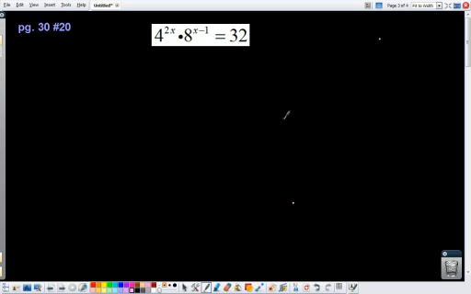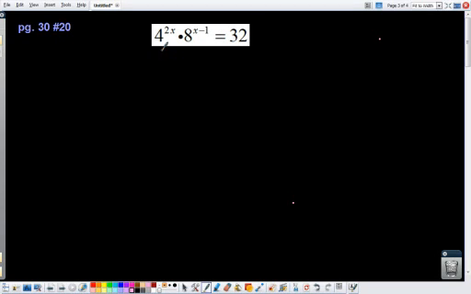Alright, so this video is focusing on problems that require the change of base property. So we're going to start with page 30, number 20. So basically we have 4 to the power of 2x times 8 to the power of x minus 1 equals 32.